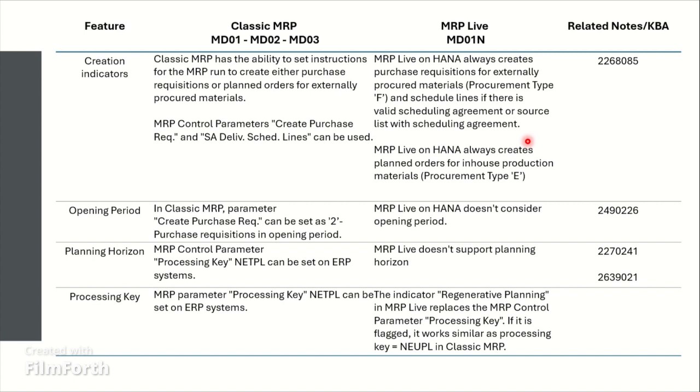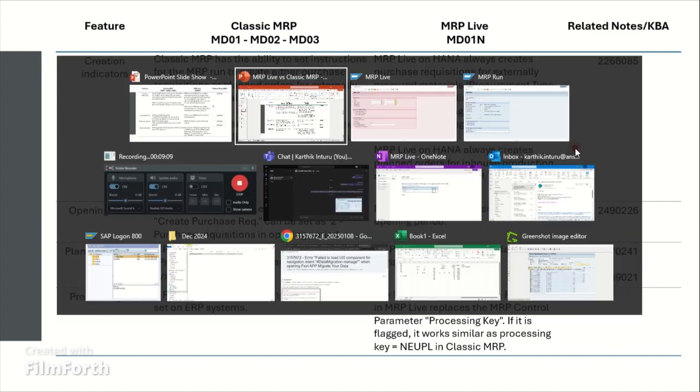And now coming to the procurement type E, or the in-house manufacturing scenario, the MRP Live basically creates a planned order for in-house manufactured materials, right? And also we do have the supporting KBA and the note provided if you need more information related to the creation indicators.